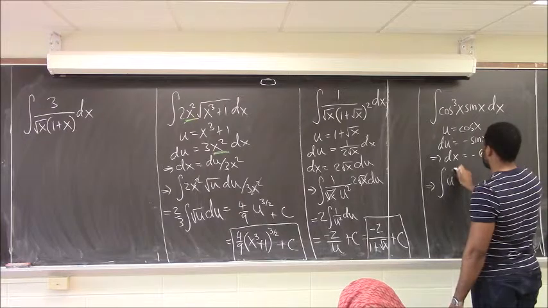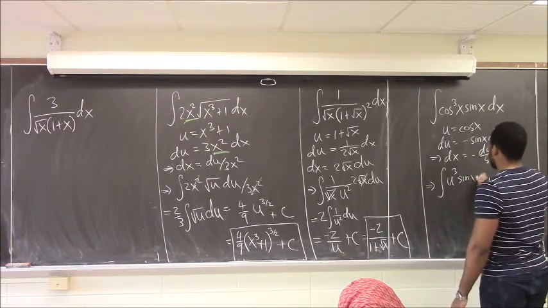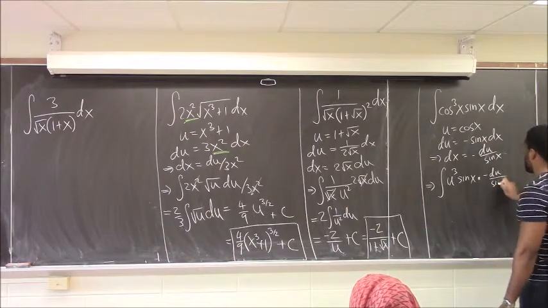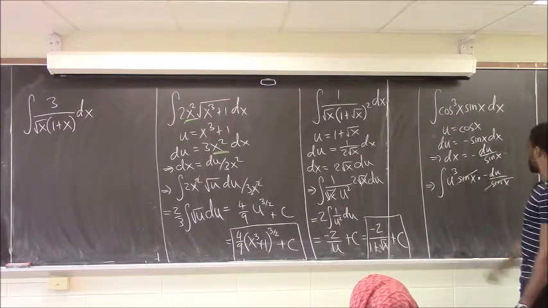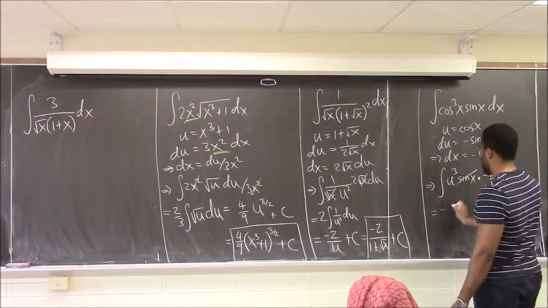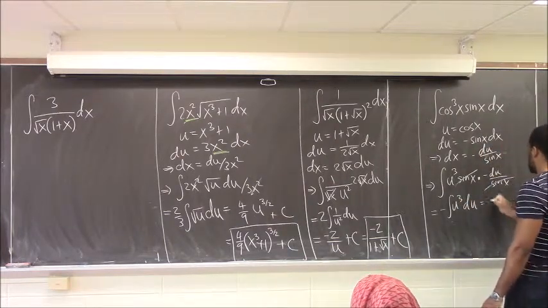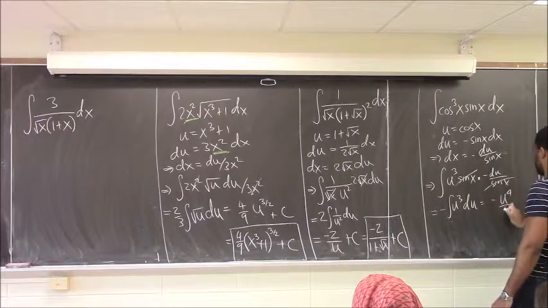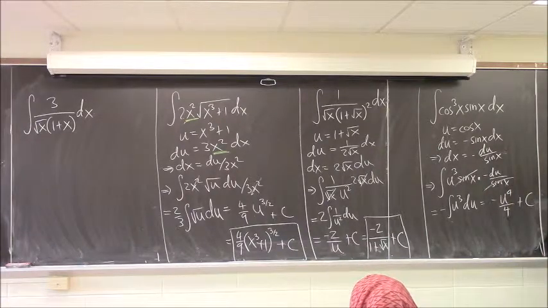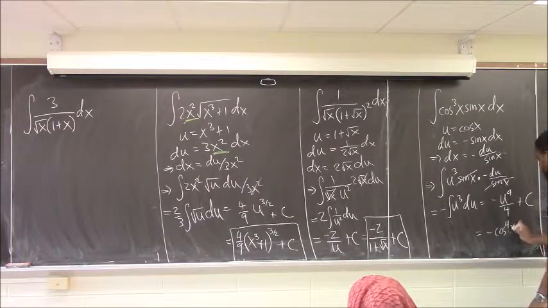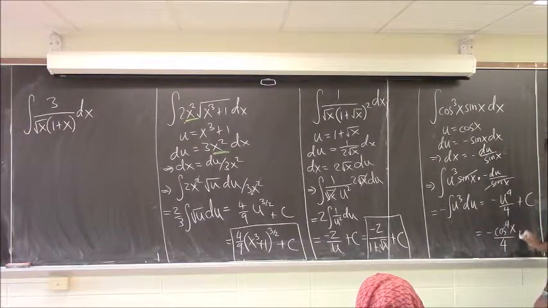Cosine is u, so that's u cubed times sine x times minus du over sine x. The sine x's would cancel. So we have minus the integral of u cubed du. So this is minus u to the 4th over 4 plus c. This would give us minus cosine to the 4th x plus c.